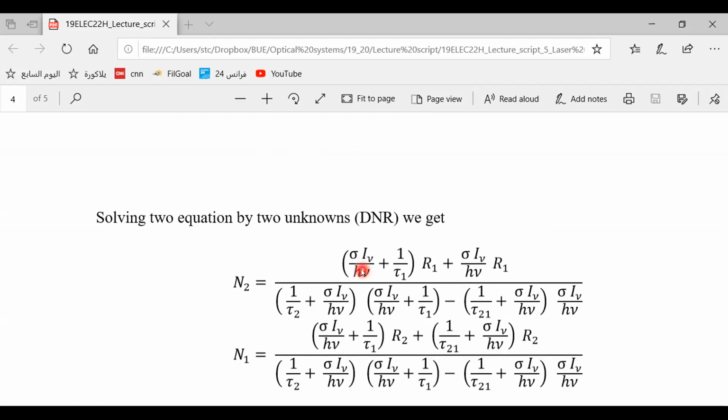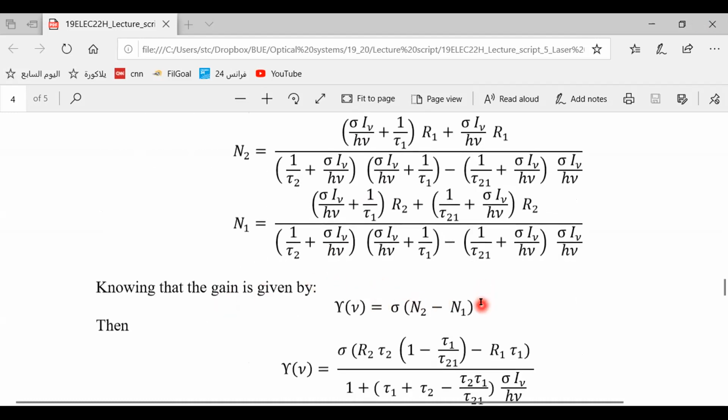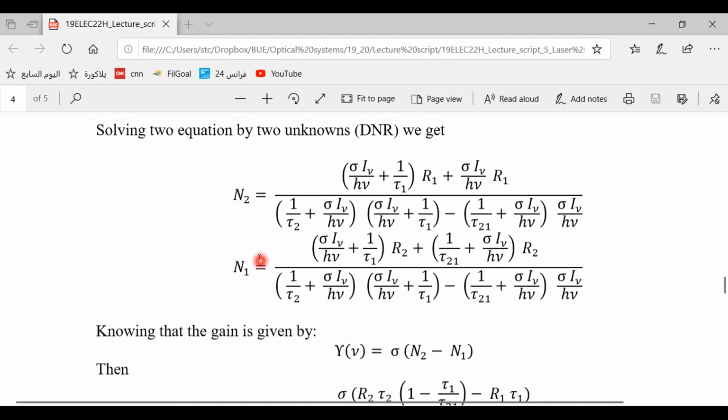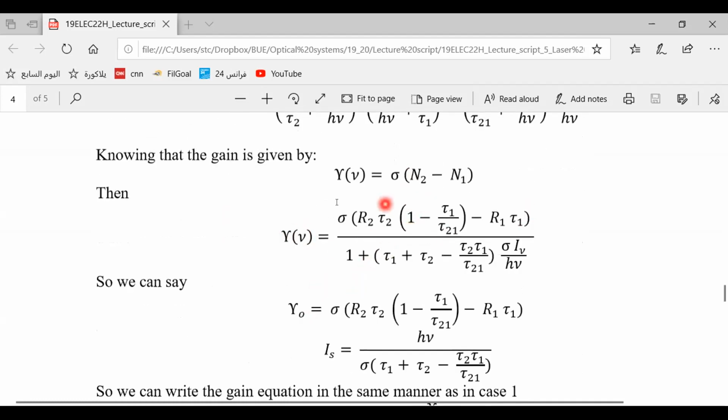Okay, doesn't matter. Now let's repeat the same process. We say that gamma equals sigma times N2 minus N1. Now you have N2 and N1. They are big mathematical terms, but we have them. So what we can do is substitute N2 here and N1 here, and then we have the term for gamma. Okay, that's great. So we will have this huge term to express gamma. Again, I will call all this constant gamma naught, and I will call all this constant, except I mu, as IS.